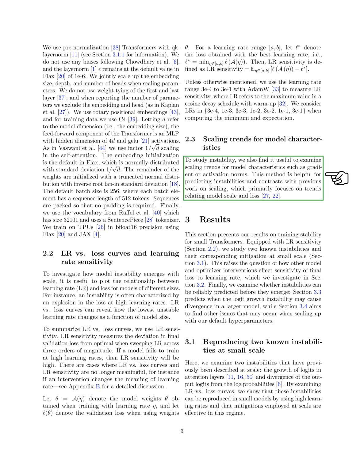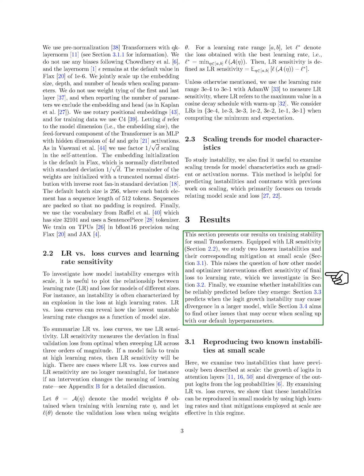We also find it useful to look at how model characteristics like gradient or activation norms scale to predict instabilities. This is a different approach from previous work, which mainly focused on trends relating model scale and loss. In the following sections, we present our findings on training stability for small transformers.